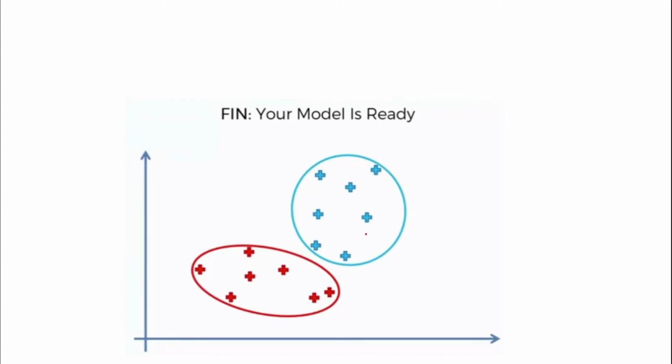Now two clusters are ready. Irrespective of the labels, we have done clustering of data points into two different categories, because we have taken k equal to 2. If we had taken k equal to 3, we would have made 3 clusters. Okay, that's it.